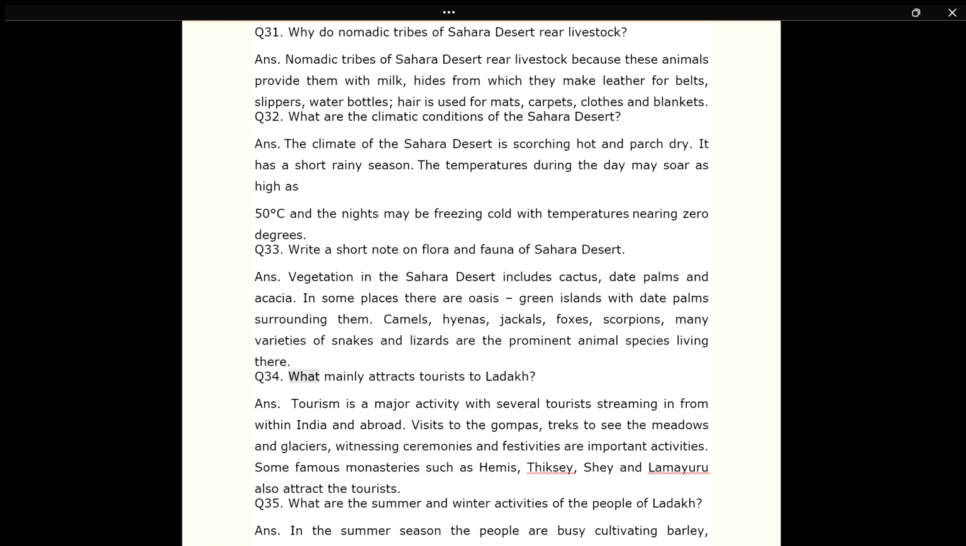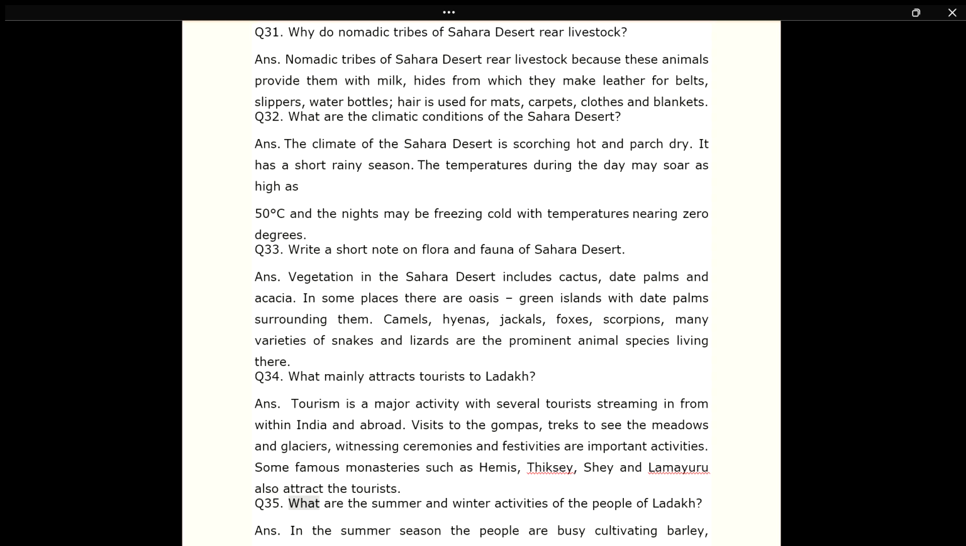Q34. What mainly attracts tourists to Ladakh? Ans. Tourism is a major activity with several tourists streaming in from within India and abroad. Visits to the Gompas, treks to see the meadows and glaciers, witnessing ceremonies and festivities are important activities. Some famous monasteries such as Hemis, Tiksale, Shale and Lamuru also attract the tourists.